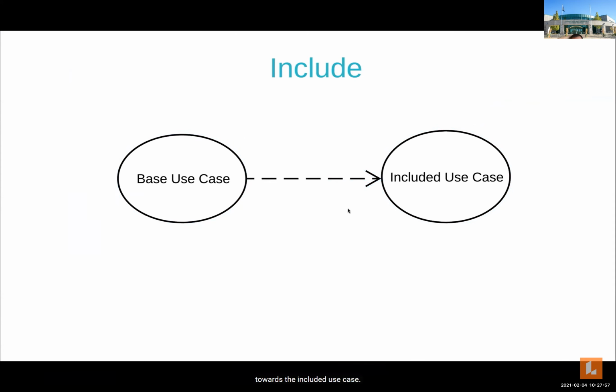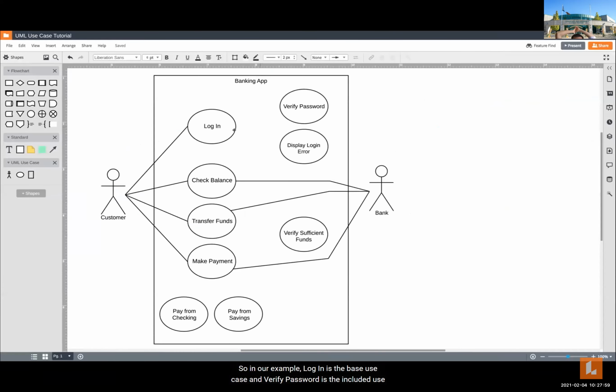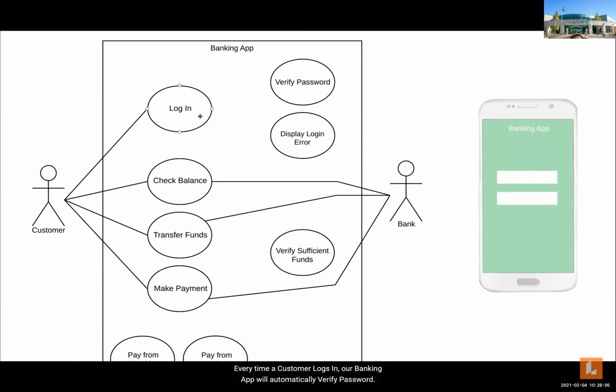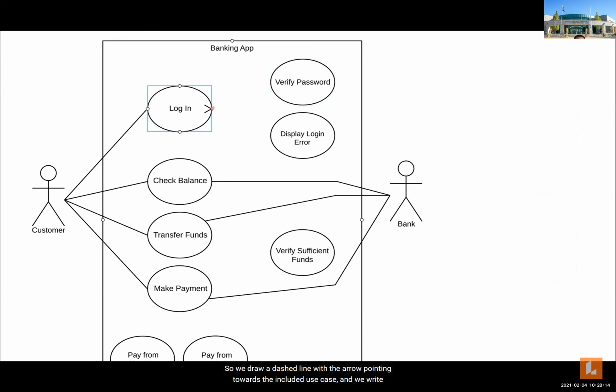When you have an include relationship, you draw a dashed line with an arrow that points towards the included use case. So in our example, login is the base use case, and verify password is the included use case. Every time a customer logs in, our banking app will automatically verify password. This login use case won't be complete unless verify password is complete. So we draw a dashed line with the arrow pointing towards the included use case, and we write include in double chevrons.